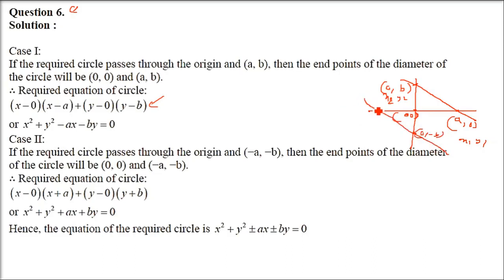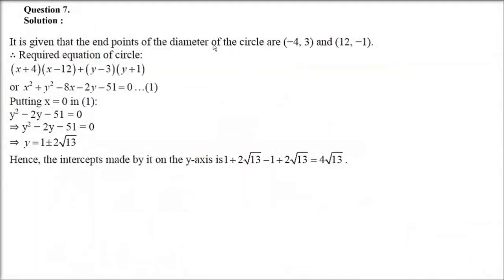This is (0, minus b) and this is (minus a, 0). So here you can take any one as x1, y1. I am taking it as (minus a, 0) and x2, y2 as (0, minus b). So just put it in this equation. Same equation is going to come with plus sign. So just combine these two equations and write it in the form x square plus y square plus minus ax plus minus by equals 0. The next question is question number 7.